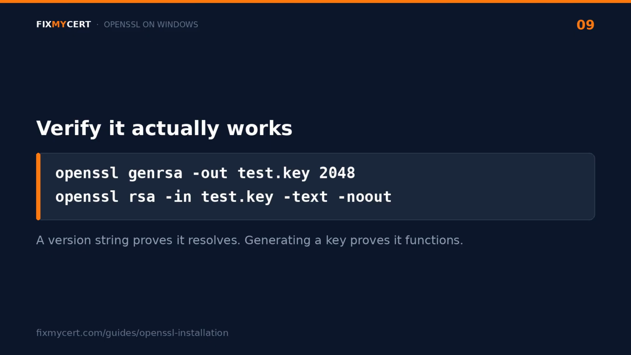And this right here is exactly why a simple version string check isn't quite enough for true verification. Sure, getting a version response proves the command resolves, but actually generating a real RSA key by running openssl genrsa, that proves the installation is functionally sound. It also confirms that your cryptographic operations aren't being silently intercepted and killed by an aggressive corporate antivirus, which, by the way, is a surprisingly underdiagnosed issue on managed Windows machines.